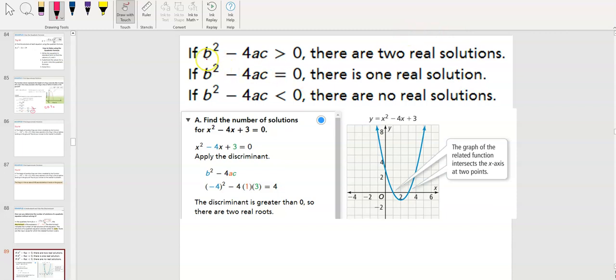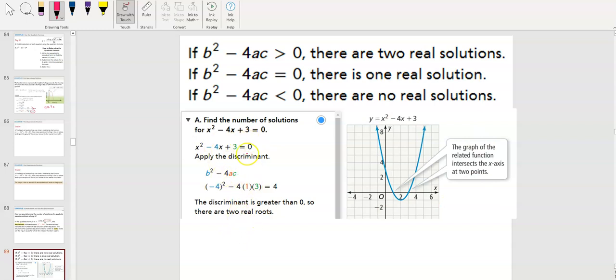So these are our options. If our discriminant is greater than 0, there are 2 real solutions. If our discriminant is equal to 0, there's only 1 real solution. If our discriminant is less than 0, there are no real solutions. And these little images I'm going to show you will explain why.